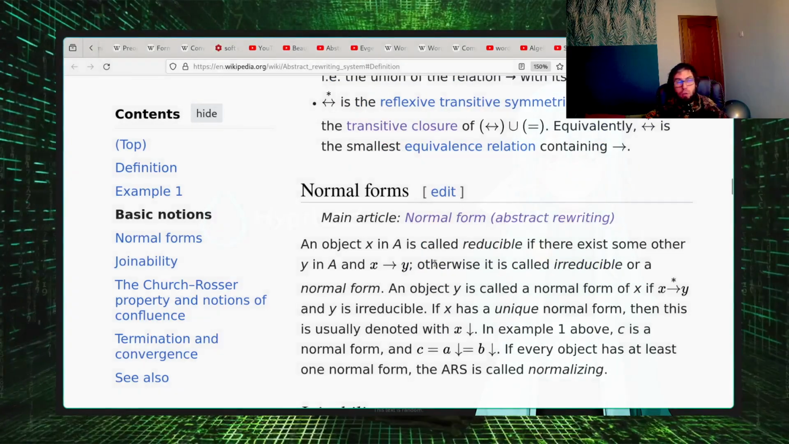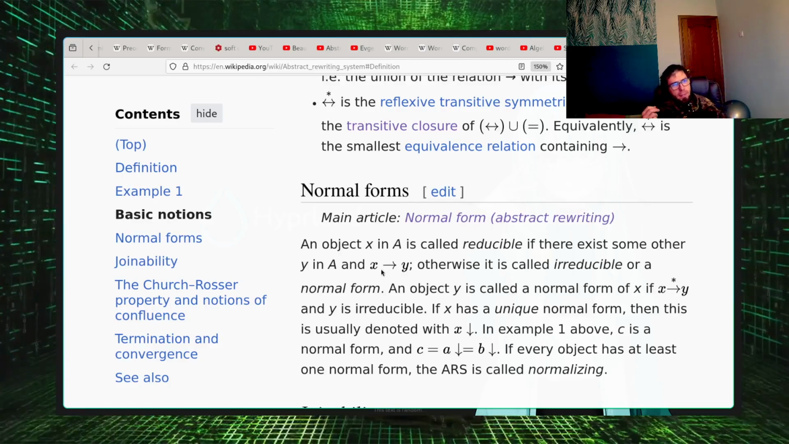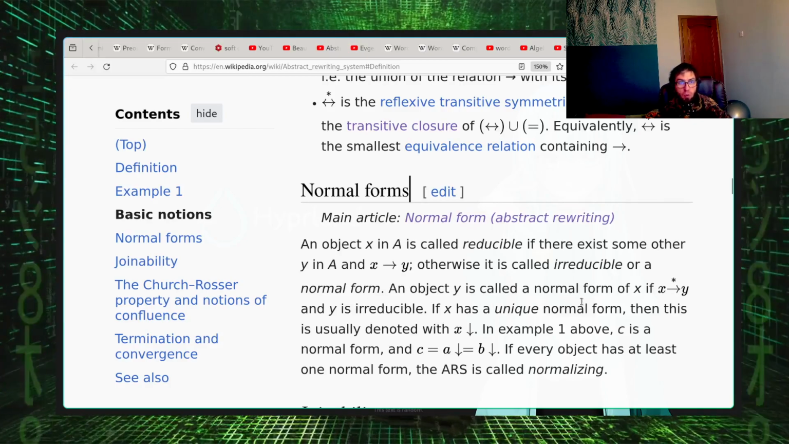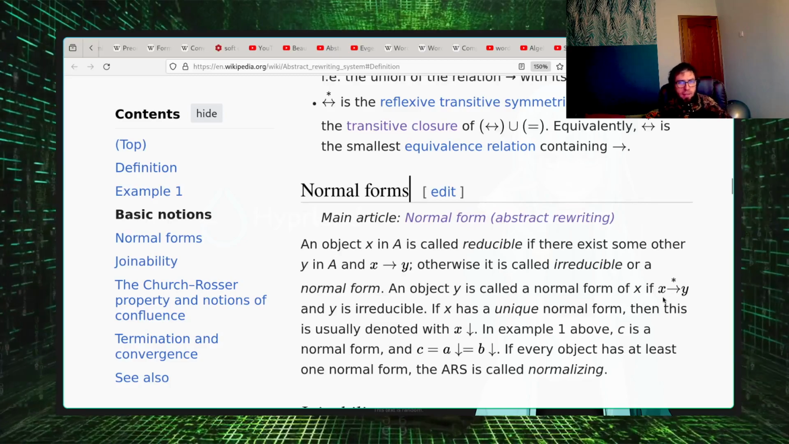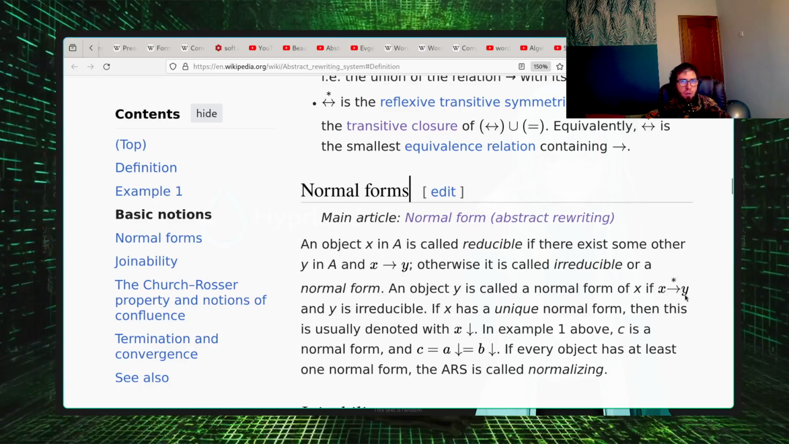A very important notion is the notion of normal forms. An object x in A is called reducible if there exists some other y in A and x is reduced to this y. Otherwise, it's called irreducible or a normal form. An object y is called a normal form of x if x is related with the arrow star to y, and y is irreducible.